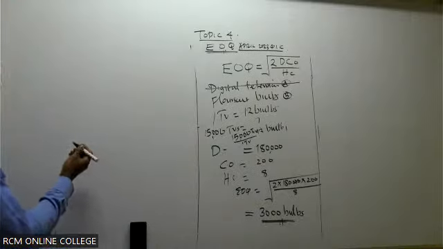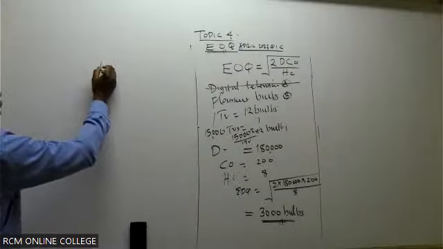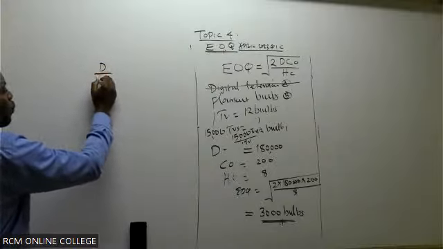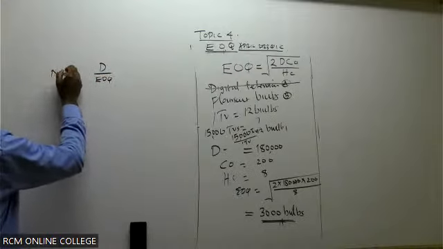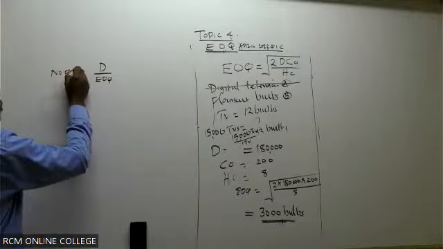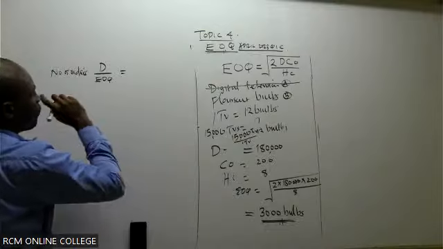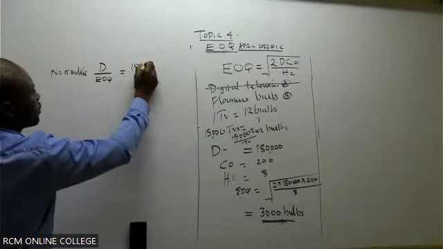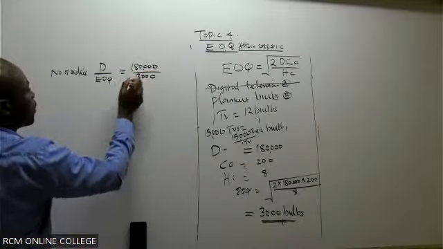This is what will happen. So how do we get the number of orders? It is equivalent to demand over economic order quantity. That is the number of orders. So the number of orders will be equivalent to demand, which is 180,000. We divide by the economic order quantity, which is 3,000.